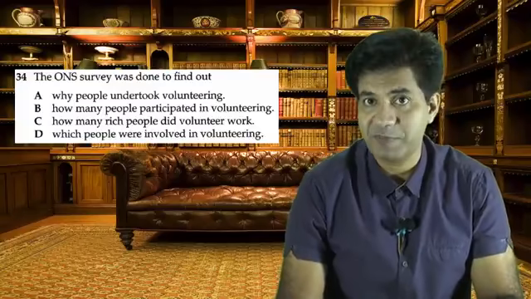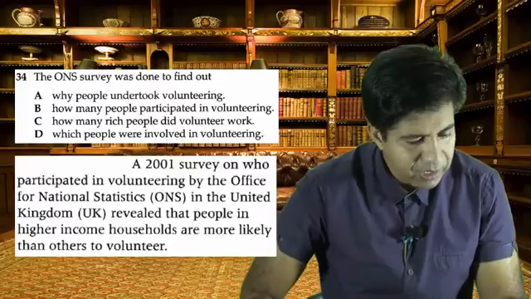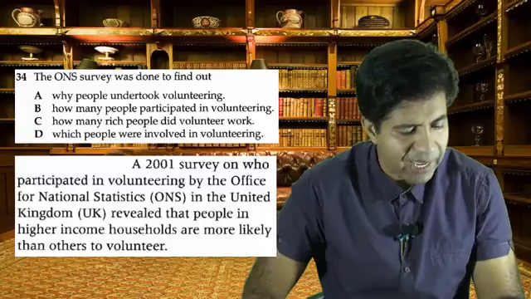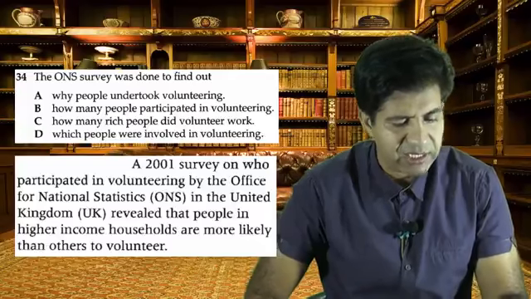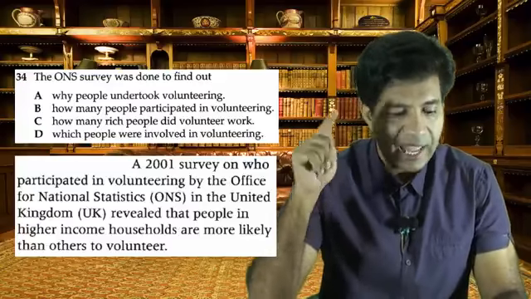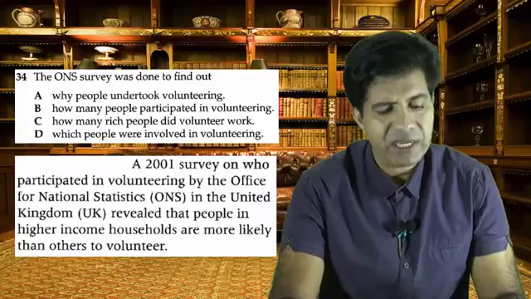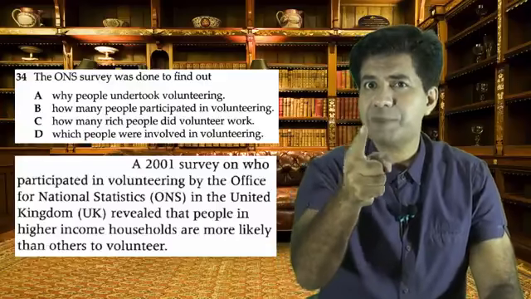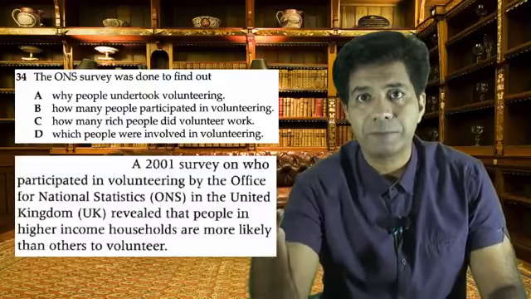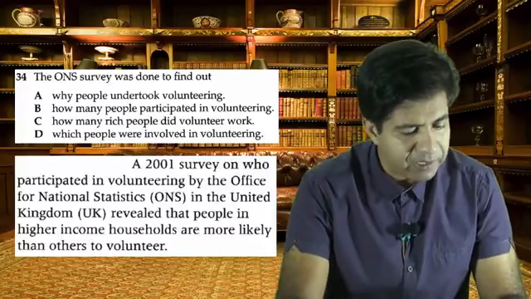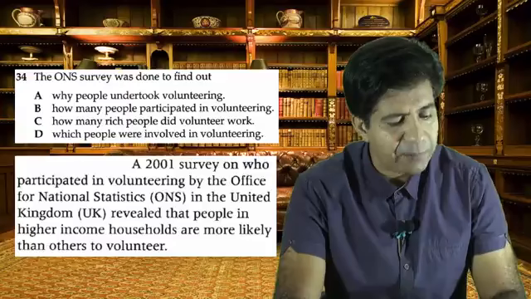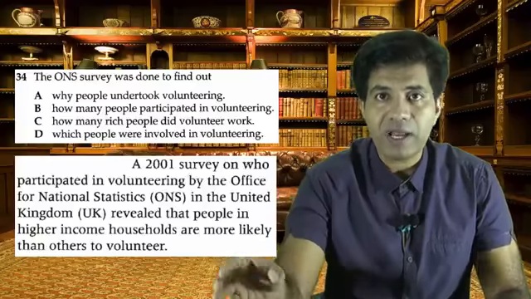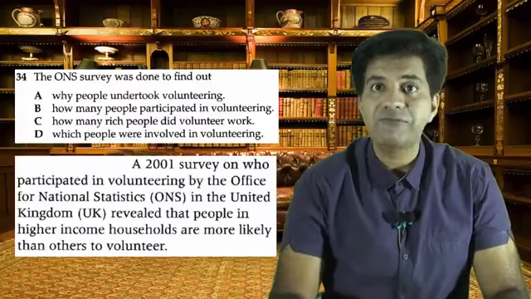Yes, I found it in the first paragraph. Please follow me. Let's read together. A 2001 survey on who participated in volunteering by the Office for National Statistics, ONS, the survey in 2001 on who participated in volunteering in the United Kingdom revealed. Now please be careful. The word revealed means the finding. What did they find? It revealed that people in higher income households are more likely than others to volunteer. People who are earning more money are more likely to do volunteer work. That is the finding of the survey.